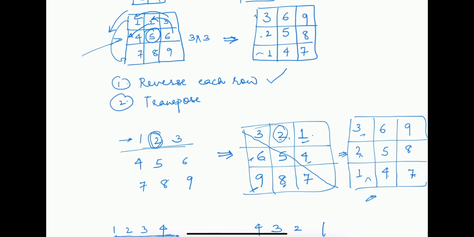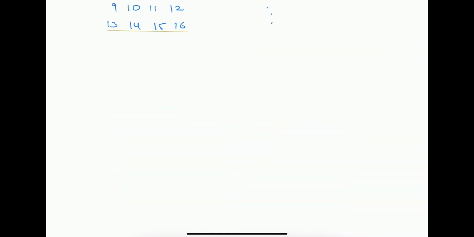Perfect. So this is the one. This is how you're going to do it. Let's convert it into the form of an algorithm, or how the pseudocode will look for it. I'll be writing two methods, one for the reversal of each row, and the other for the transpose. So let's start with the first, the reversal.